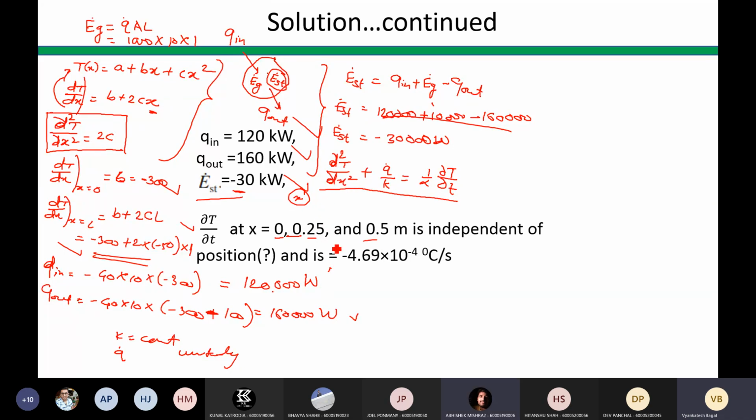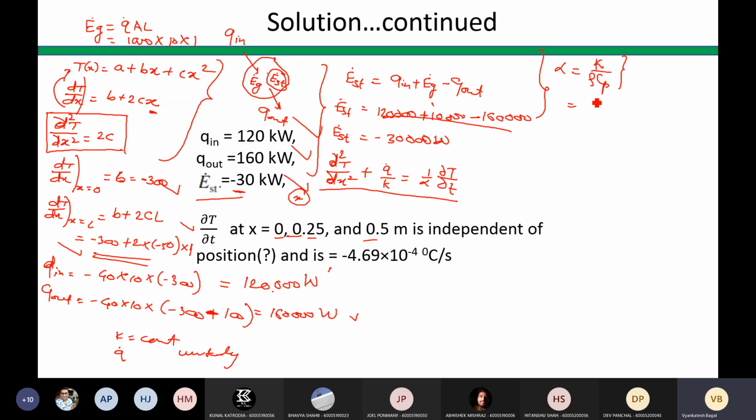But sir, what about alpha, sir? Alpha also has to be found. So find out alpha. What is alpha? Thermal diffusivity. So what is the definition of alpha? It is K by rho Cp. Correct? Hear me or not? K by rho Cp. So this is known to you.